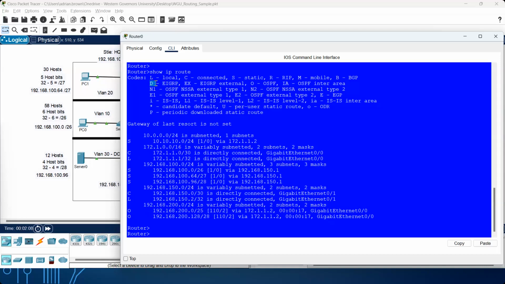Also, little useless trivia, there's an algorithm that uses all of those composite metrics called DUAL, the diffusing update algorithm. It starts with a D, so they said, let's use D. Then there is, if you see an R, I bet you can guess what that means. It means route in peace. No, it means Routing Information Protocol, RIP.